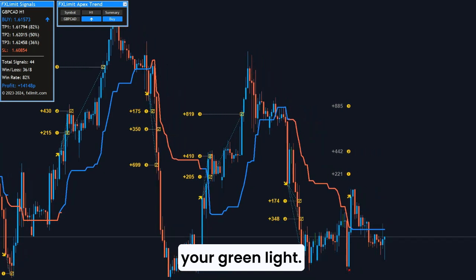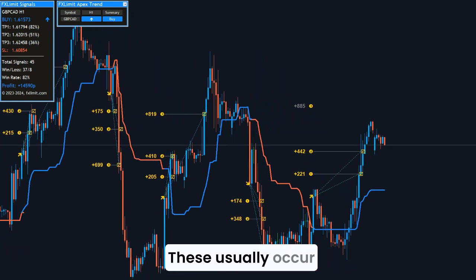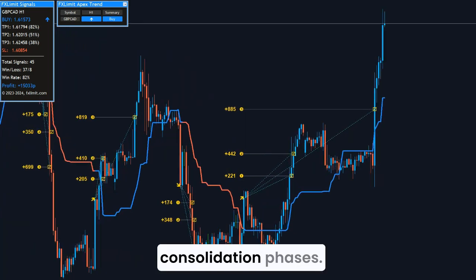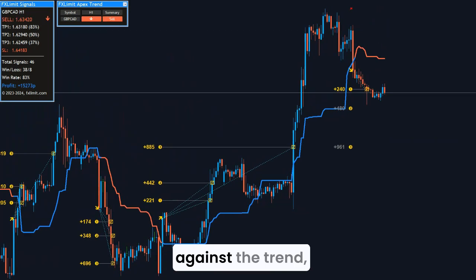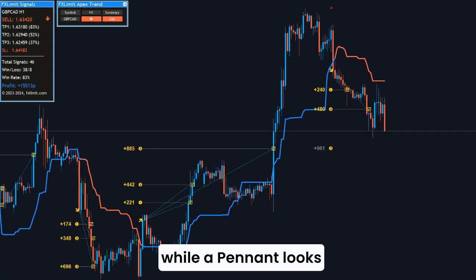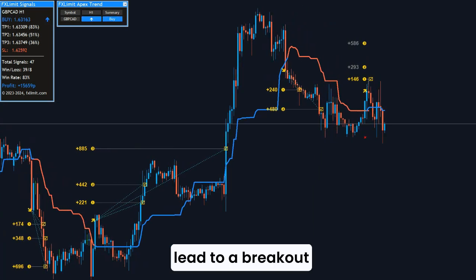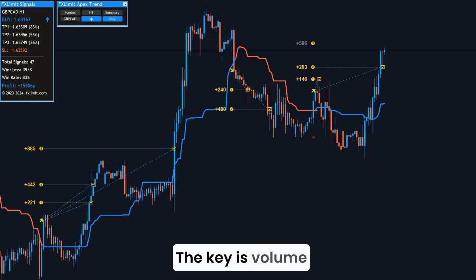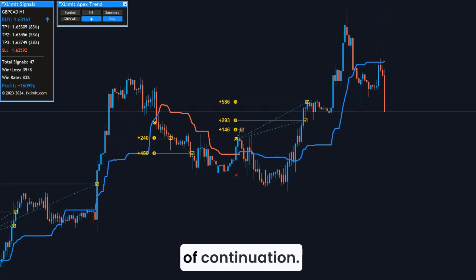That's your green light. Number 4, the flag and pennant patterns. These usually occur after a strong price move and look like mini consolidation phases. A flag is a small rectangle that slopes against the trend, while a pennant looks like a tiny triangle. These patterns often lead to a breakout in the same direction as the initial move. The key is volume. If volume picks up during the breakout, it's a good sign of continuation.